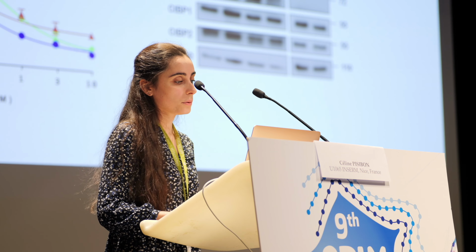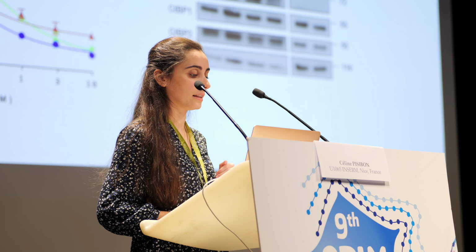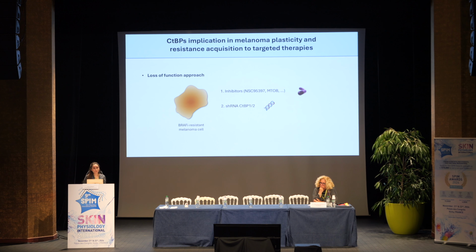To go even further, we characterized these cells, and as you can see at protein levels, the resistant cells have lost the expression of MITF and gained the expression of AXL. We also looked at the expression of CTBP1 and 2, which do not seem to be impacted by the sensitivity or the resistance of the cells to targeted therapies. So using this experimental model, we used a loss-of-function approach using inhibitors and shRNA in order to decrease the expression of CTBP1 and 2.